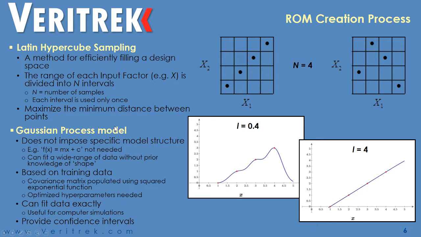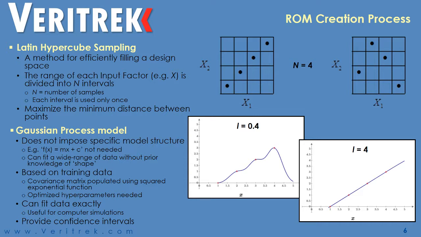The other critical component to what we do is the data fitting method, and here we use Gaussian process models. The advantage of Gaussian process models is it doesn't impose a specific model structure. For example, we don't need to know if it's a linear or cubic fit. The Gaussian process takes care of that for us. One of the advantages of the Gaussian process model is it fits the sample data perfectly. And that's great for computer experiments.